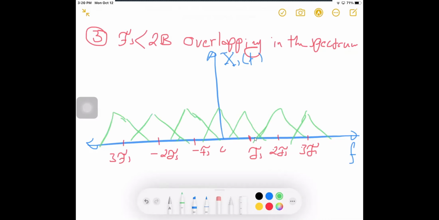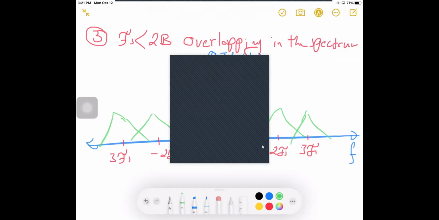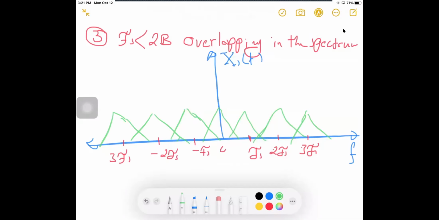Look, now this is the third case, when fs is less than 2b. Now easily you can note that we have what? We have overlapping between the frequency replicas of the spectrum of the signal x of t.